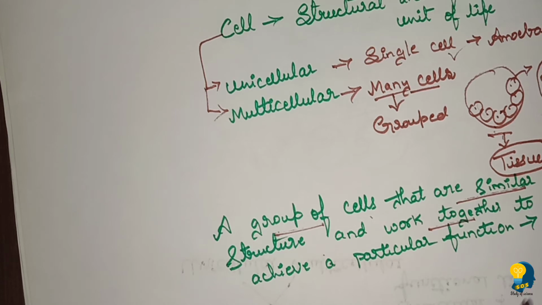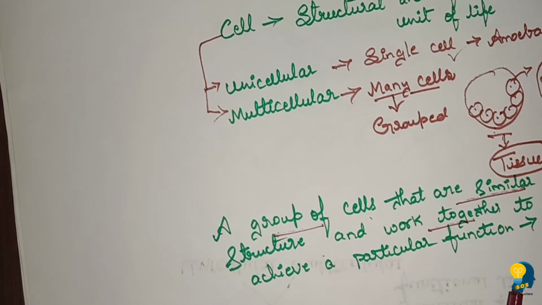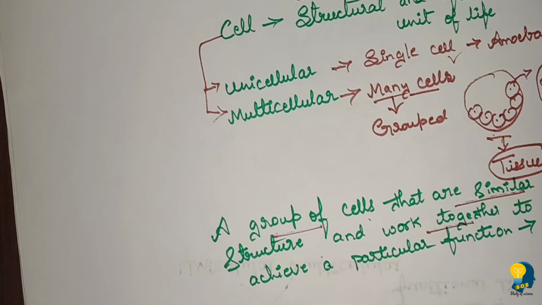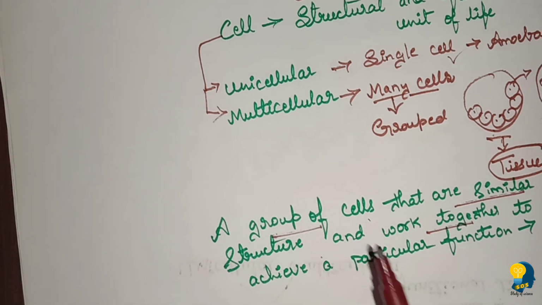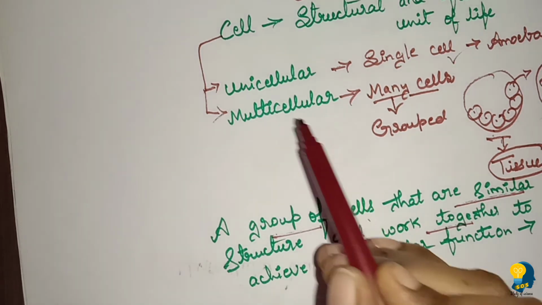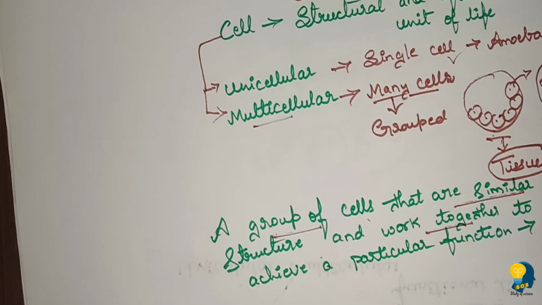Now, when we are talking about multicellular organisms, why? Because unicellular organisms have only one single cell, and with the help of that single cell, all the activities of that particular organism are performed. So we are going to mainly focus on the multicellular organism, because the group of cells is seen only in multicellular organisms but not in unicellular organisms.